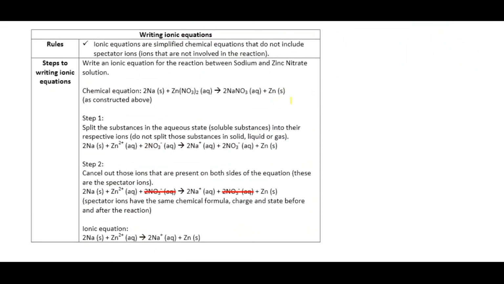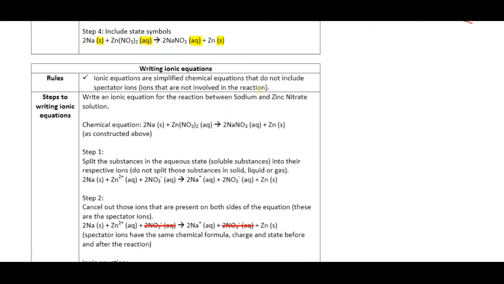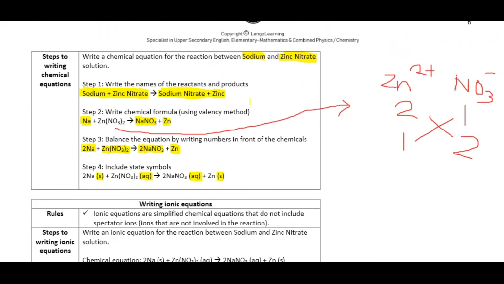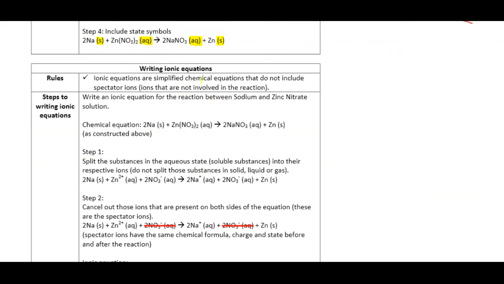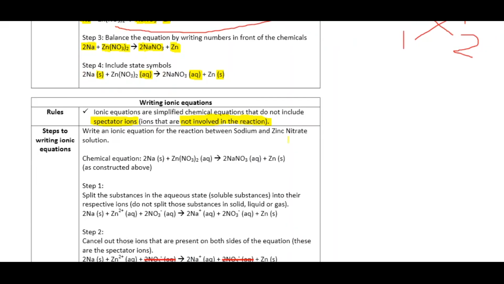Okay, so ionic equations. How do we actually write ionic equations? Ionic equations are actually the same as chemical equations. You just have to do an extra step of cancelling away the spectator ions. So they're actually a simpler form, in that you just cancel away spectator ions, which are ions that are not involved in the reaction. So you do not include those ions that are not involved in the reaction. So how do we actually do that?